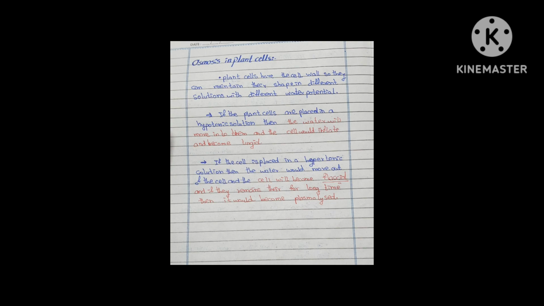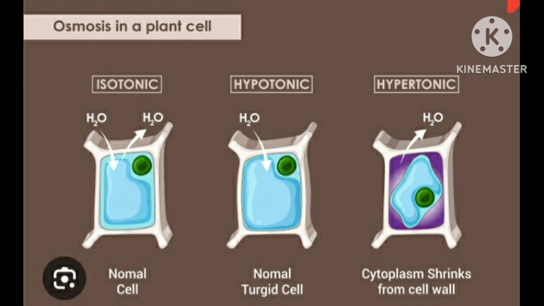All right, so here we go. This is the diagram that shows us the picture. In the first image, we are told about the isotonic: if plant cells are placed in an isotonic solution, they will be normal cells, as there will be no movement of water. In the second one, if they are placed in a hypotonic solution, which means a solution having more water concentration, then the water will move into these cells and the cell will become turgid.